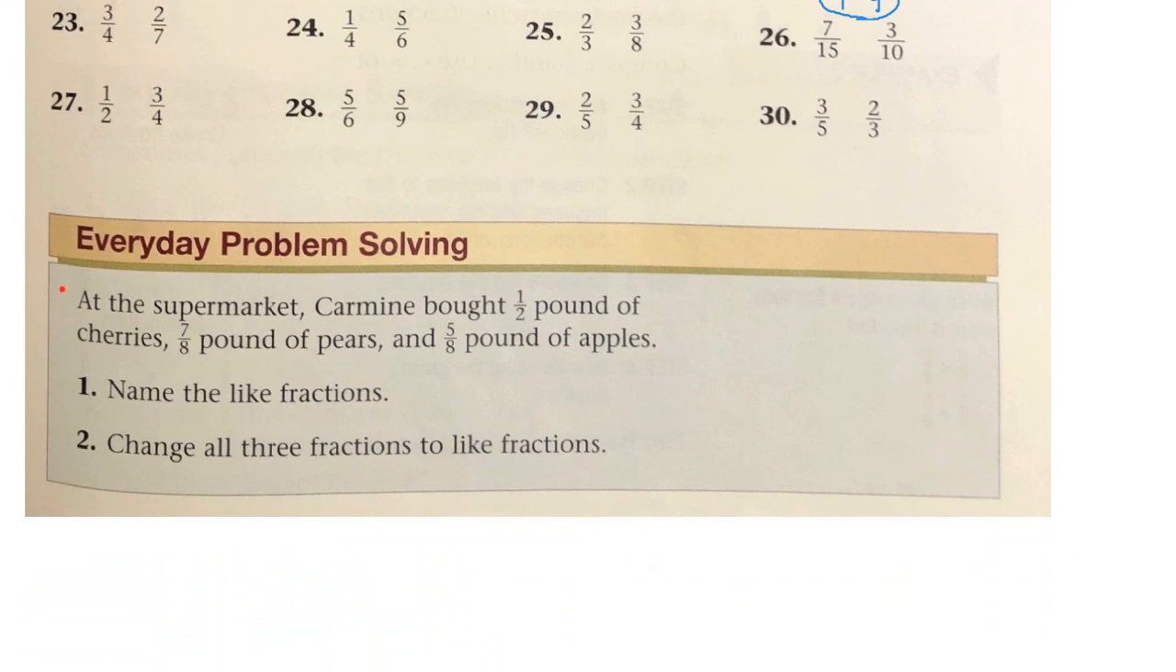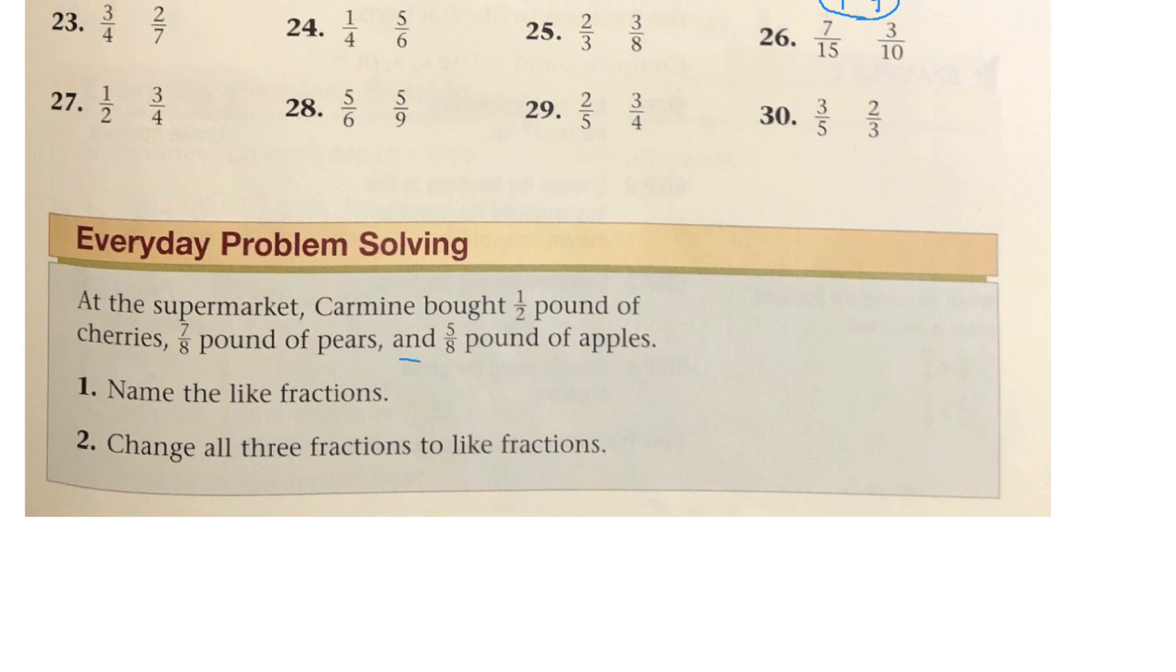Everyday problem solving. At the supermarket, Carmine bought half pound of cherries, 7/8 pound of pears, and 5/8 pound of apples. Name the like fractions. So we have 1/2, 7/8, and 5/8. So which ones are like? The ones that both have 8. 2 is not the same as 8, but 8 are the same.